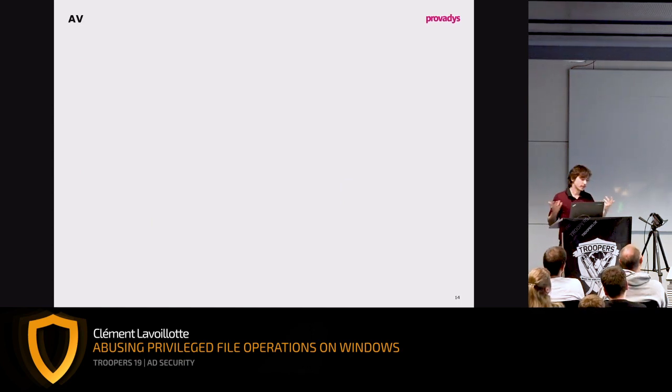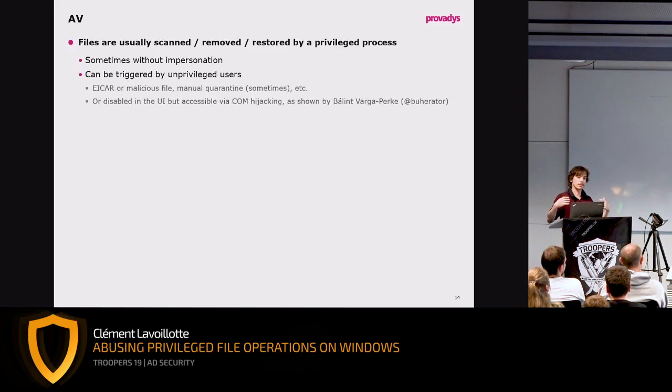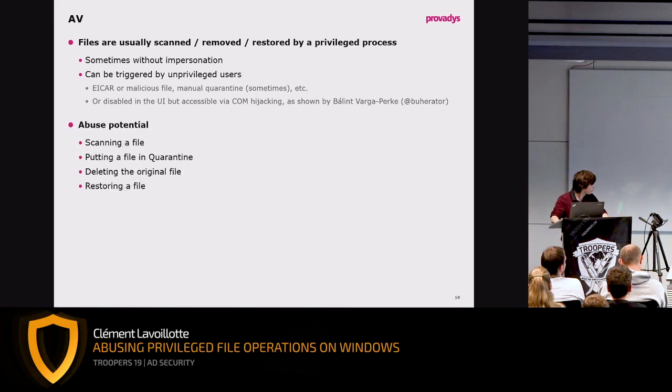AV is obviously a nice target for this kind of attacks, because they will manipulate a lot of files and they will manipulate them with high privileges. And often many operations from AV can be triggered by unprivileged users. Just dropping, for instance, a file on the file system will trigger a scan. And it has a lot of abuse potential.